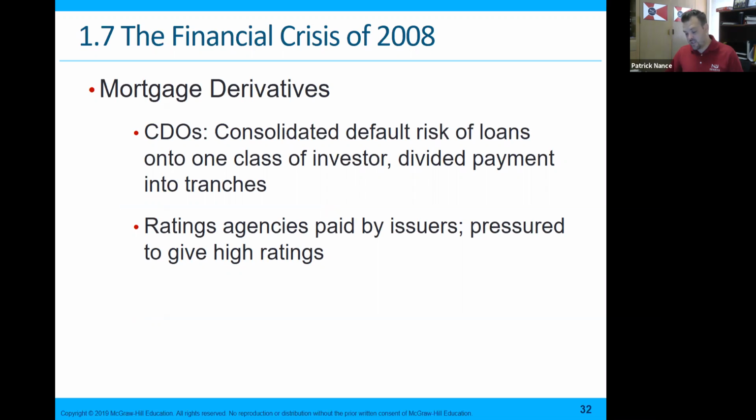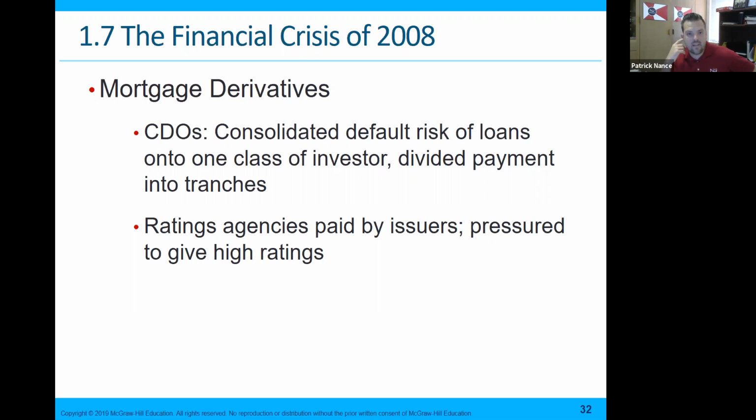There's also mortgage derivatives. And derivatives, by definition, means that it derives its value from somewhere else. So, like the subprime loans, people bought and sold those. Those would be derivatives. So CDOs consolidated default risk of loans onto one class of investor, and they divided the payments into tranches. And the rating agencies also paid issuers and pressured them to get high ratings.